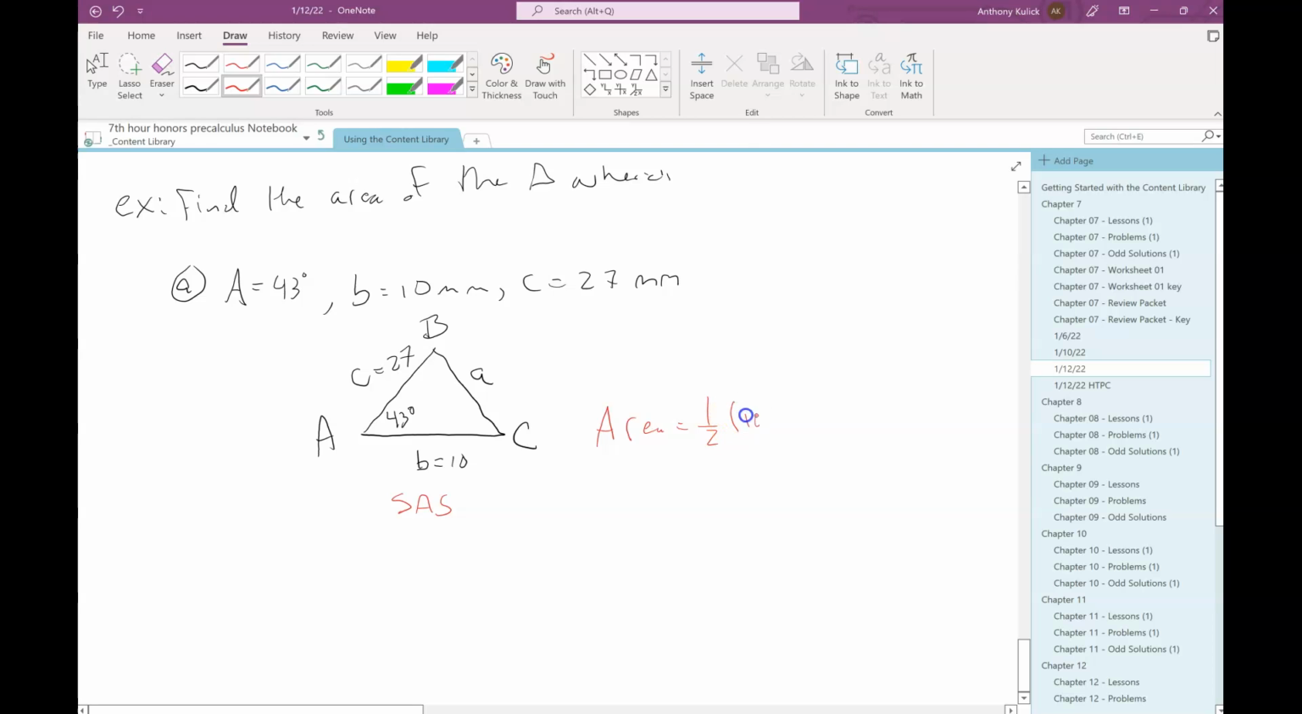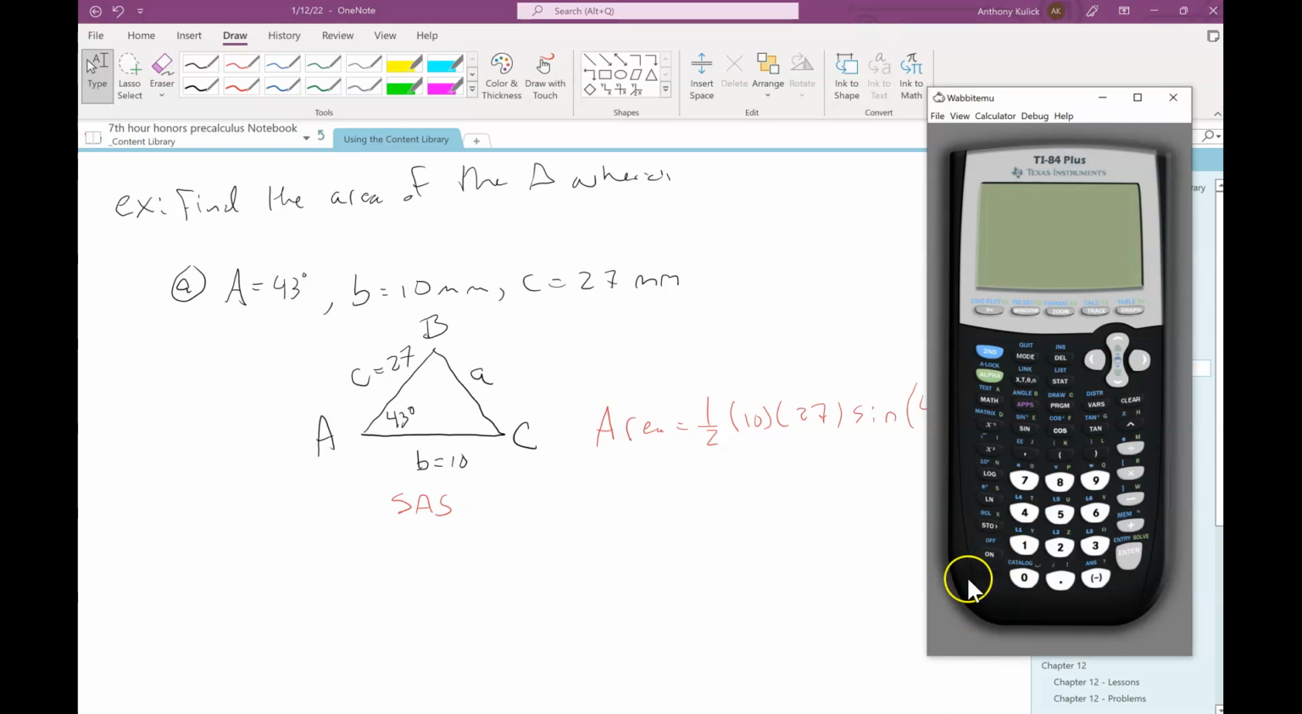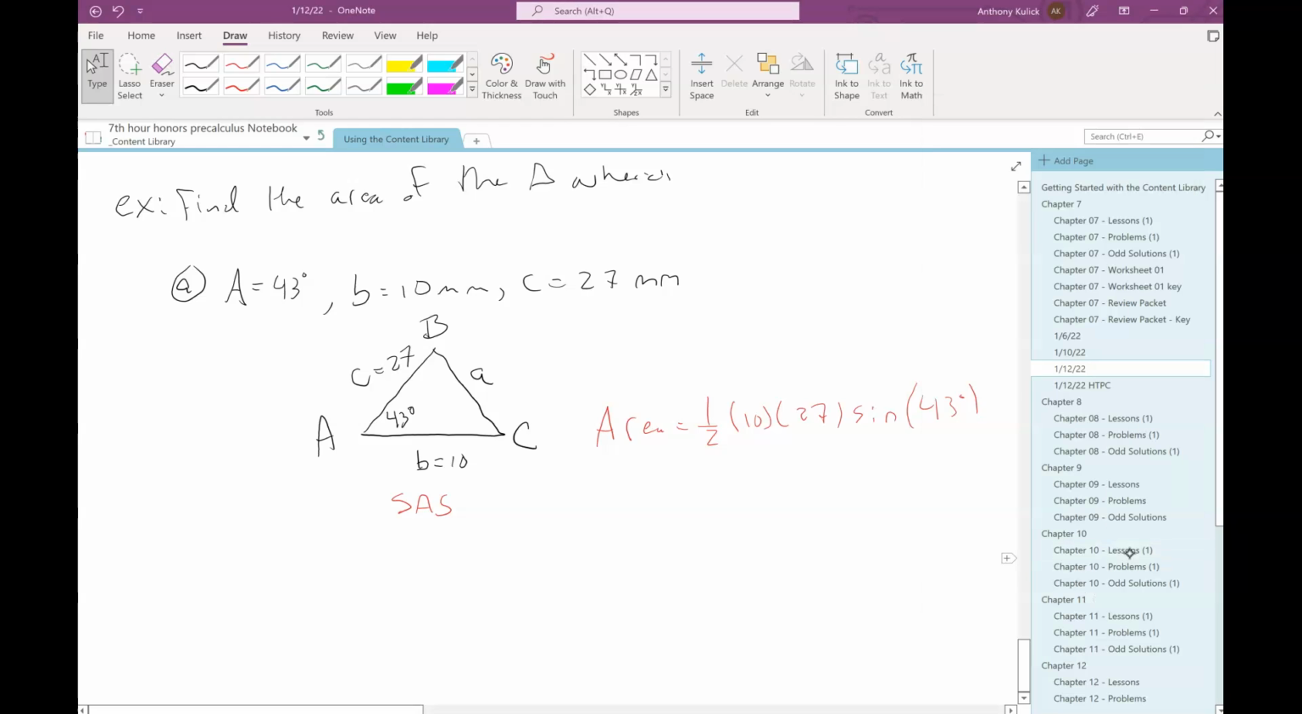And since it's side angle side, I can just plug this immediately into that formula. No modifications needed. And just type this into our calculator. 1/2 times 10 times 27 times sine 43 degrees. 92.07 millimeters squared, since the unit was millimeters. And I'm done.